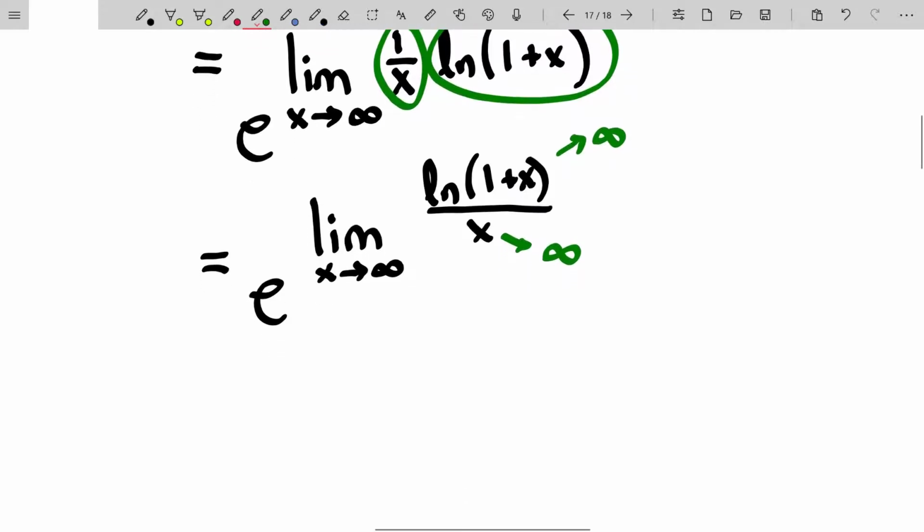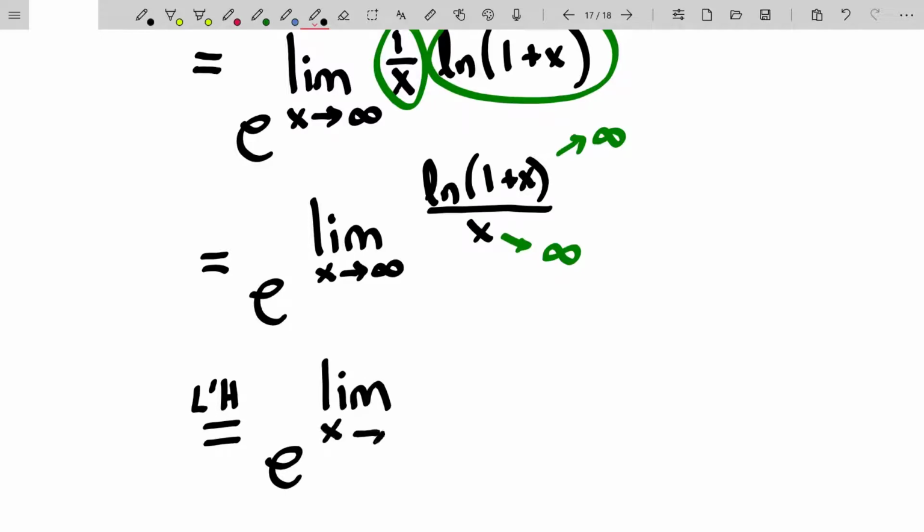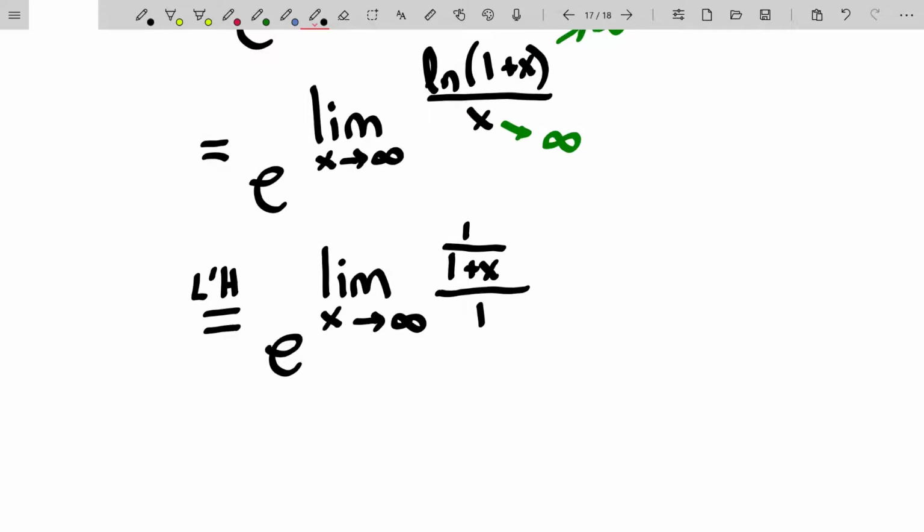So I will say this is equal to, via L'Hopital's rule, e raised to the limit as x is running off to infinity. I meant to say the derivative of the natural log of 1 plus x is 1 over 1 plus x. And then the derivative of that denominator is just 1. Now, of course, that's just 1 over 1 plus x. So I can just simplify it like that.